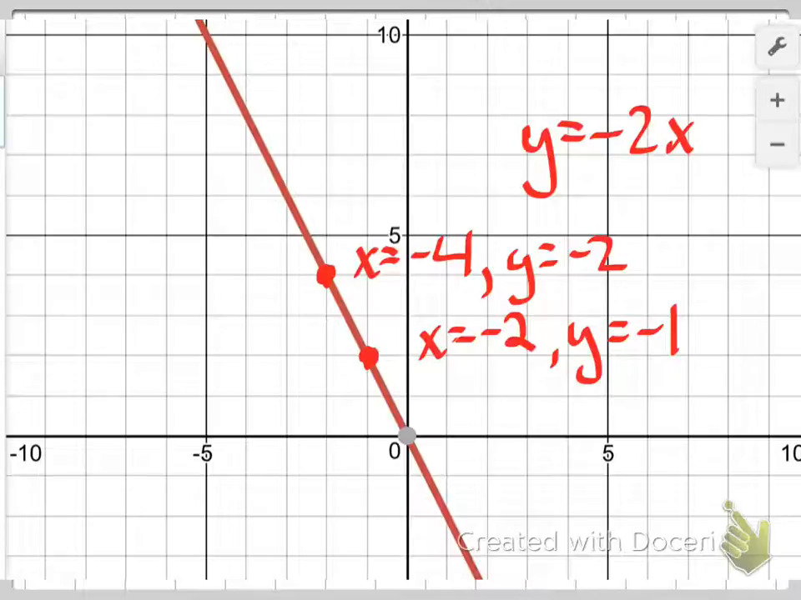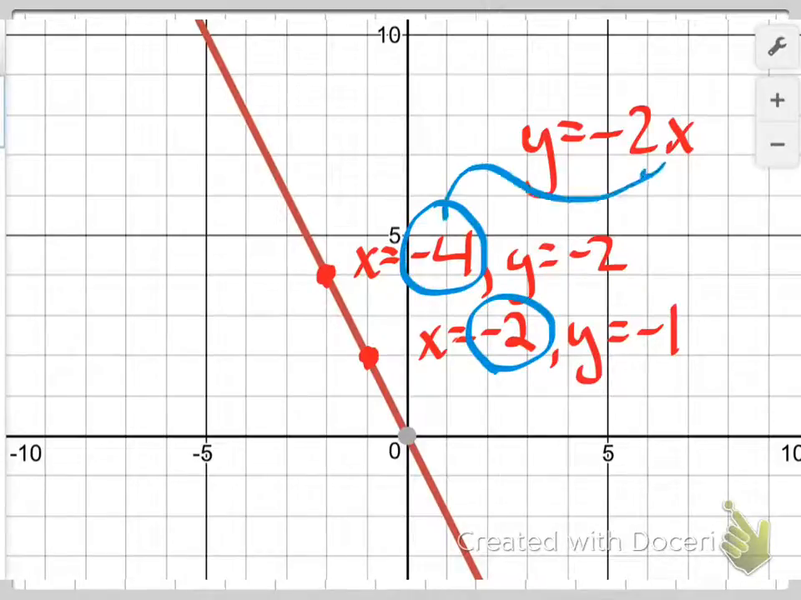Here's another example of a function where y equals -2x. In this function, if x equaled -2, then y would equal -1. If x equaled -4, then y would also equal -2. This is because, again, I'm substituting these numbers here for the variable, and I'm then multiplying it times -2, which is going to end up giving me my coordinate.